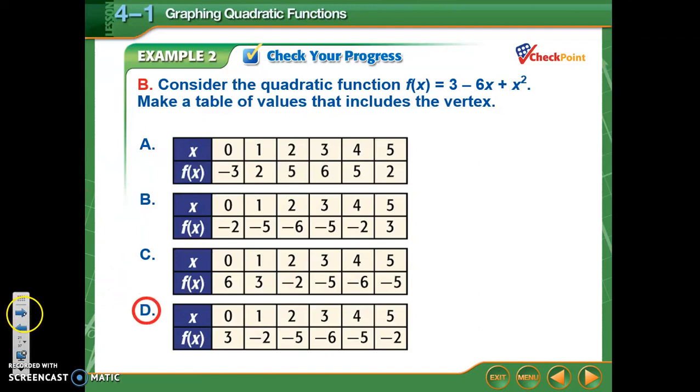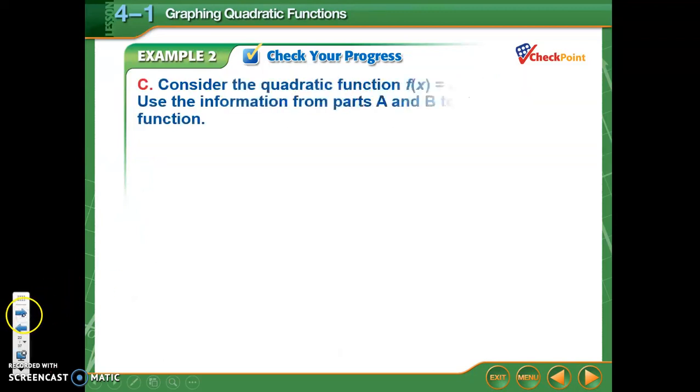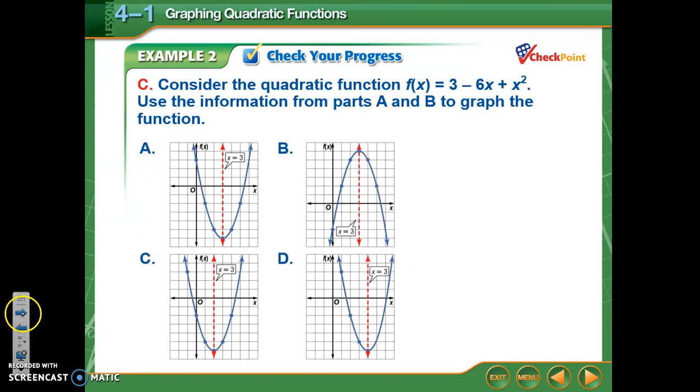Okay, the proper table of values is D, the one that matches this parabola. In this case, notice that they put their vertex here, and they did 3 points on one side and only 2 on the other, but you can still see the symmetry, right? Your vertex should always be somewhere in the middle so that you get points on both sides. And try C, which one of these graphs is correct?